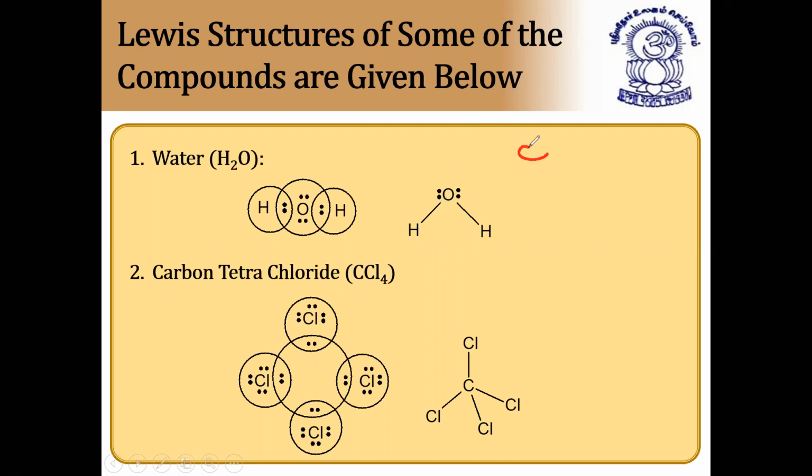So a total of 4 electrons are unshared, and here the 2 electrons are shared by 2 hydrogen atoms, because oxygen has atomic number 8. So it has the configuration 1s2, 2s2, 2p4. So it still requires 2 more electrons for attaining stability. So the 2 electrons will be shared by 2 hydrogen atoms.